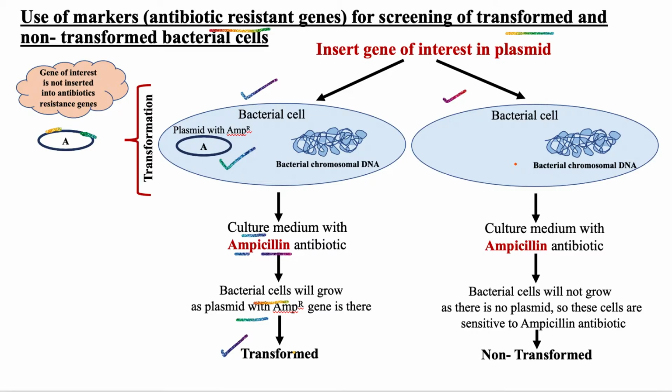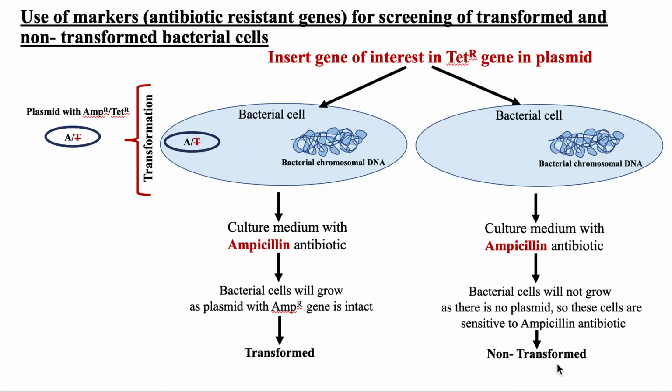However, in this case, the transformation did not take place, and that's the reason the plasmid is not there. So what will happen if we use culture medium with ampicillin antibiotic? These bacterial cells will not grow as there is no plasmid. So these cells are sensitive to ampicillin antibiotic. So these are non-transformed cells. That's one of the ways we use an antibiotic resistance gene as a selectable marker to differentiate between transformed and non-transformed cells.